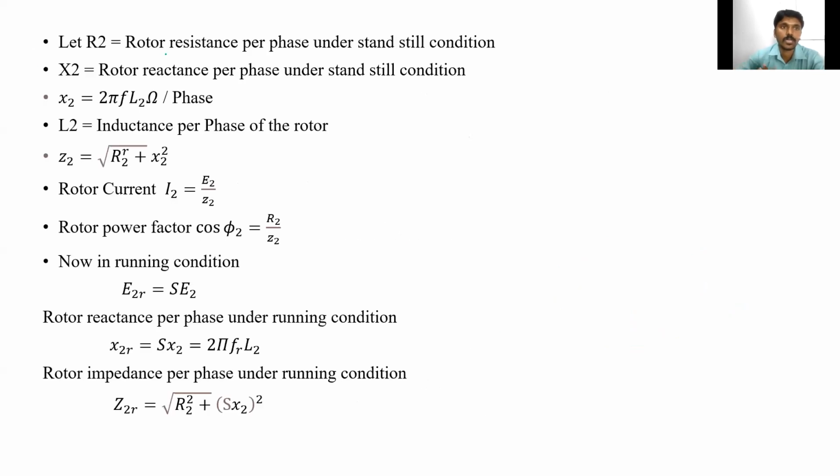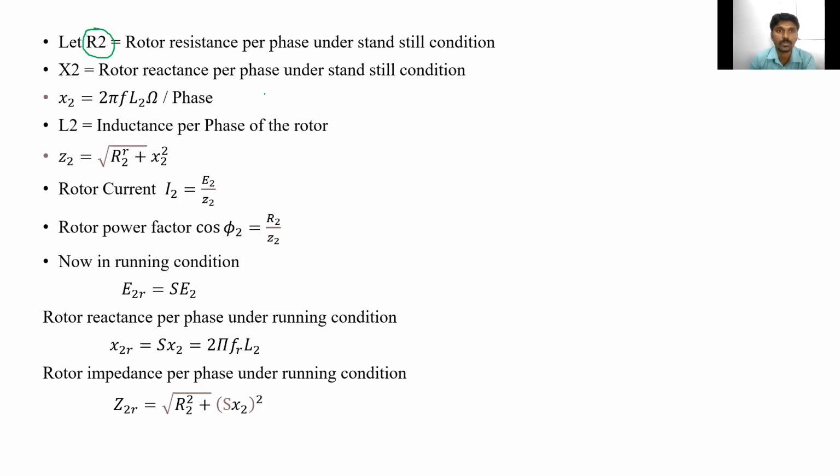Okay, so let R2 be the rotor resistance per phase under the standstill condition. Next, X2 is nothing but the rotor reactance per phase under the standstill condition.